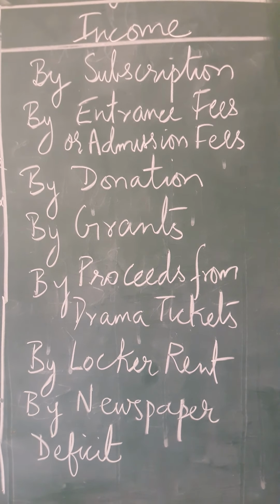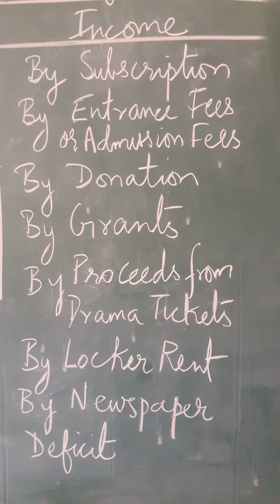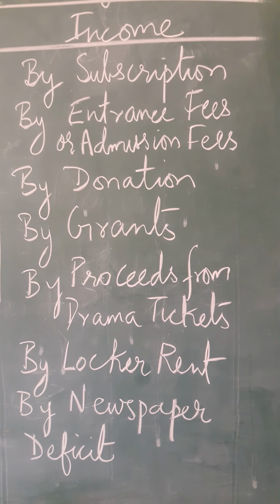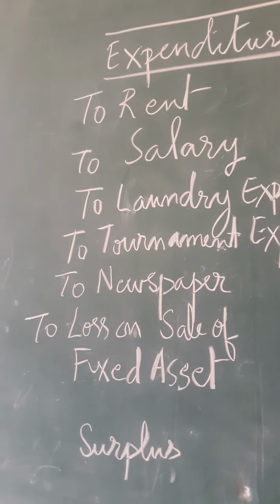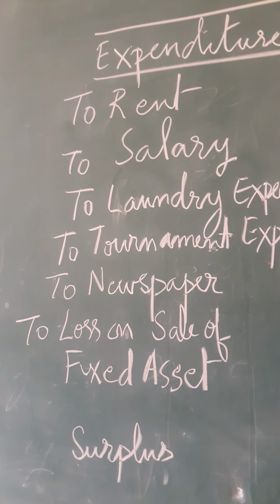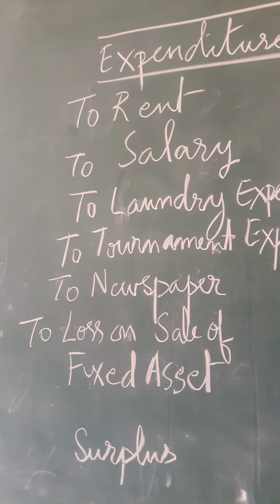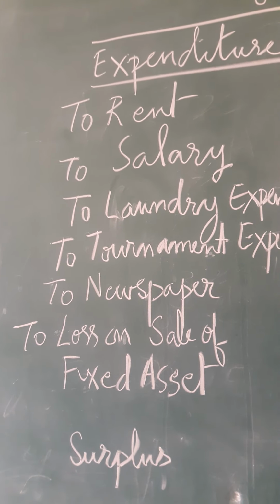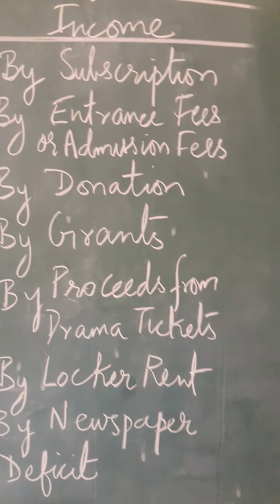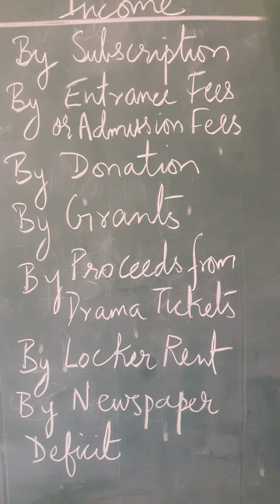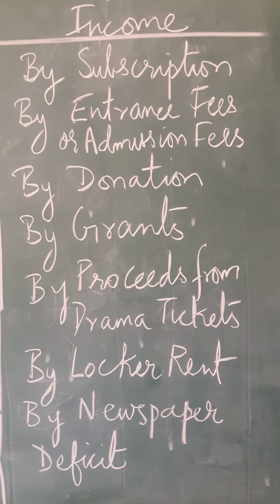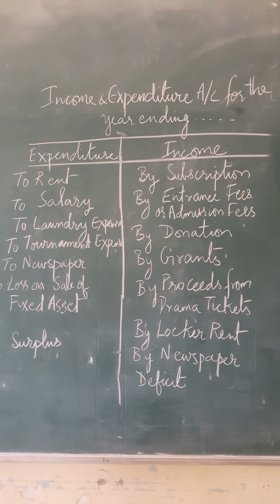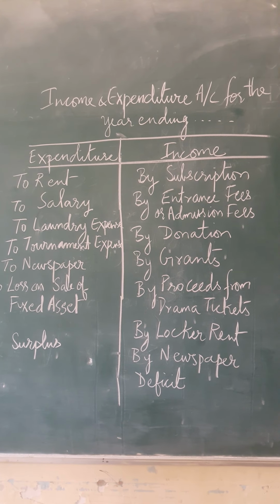Now another one, newspaper comes on both sides. You wonder why? Selling of newspaper is an income and buying of newspaper is an expenditure. So remember, if you're buying newspaper, magazines, journals, etc., it is expenditure. If you're selling old newspapers and magazines, it is an income. So this is a general format of income and expenditure account.